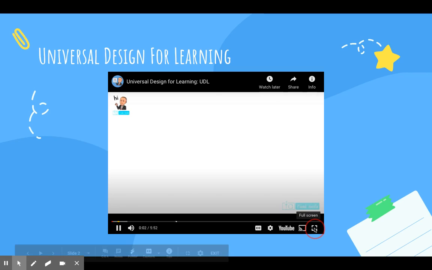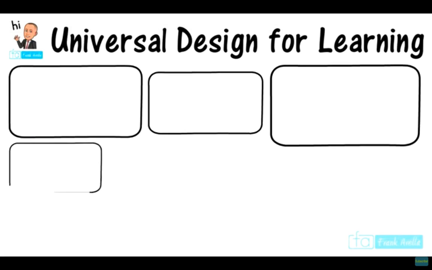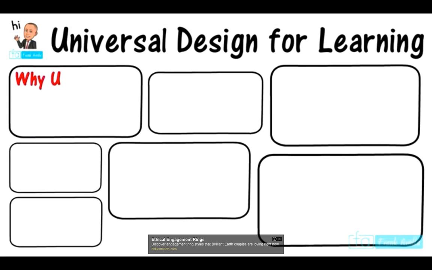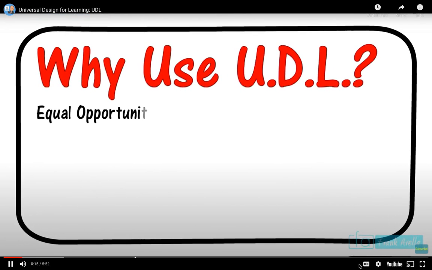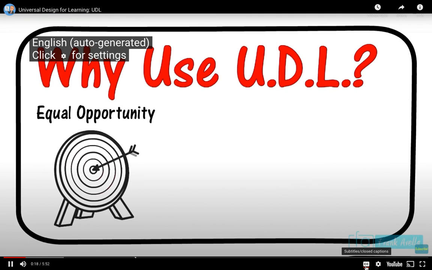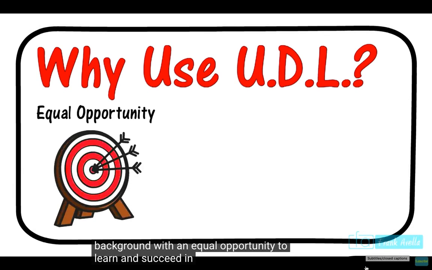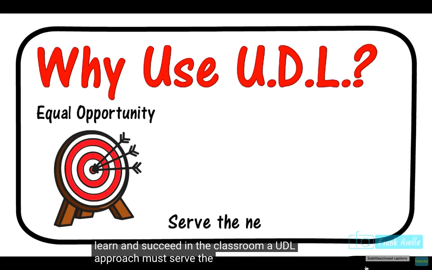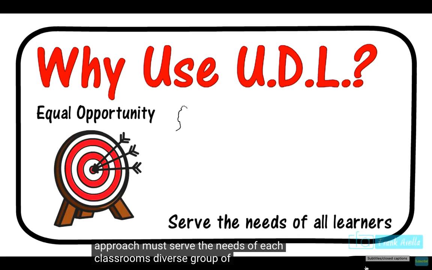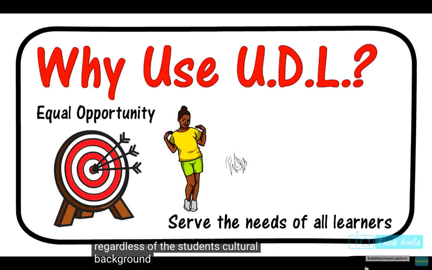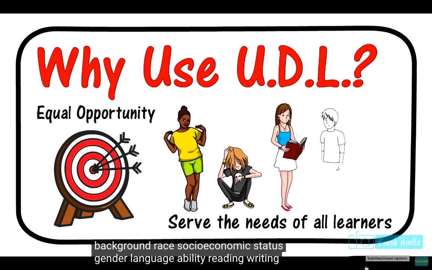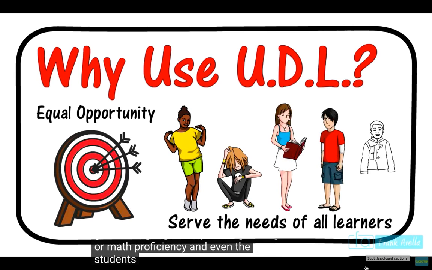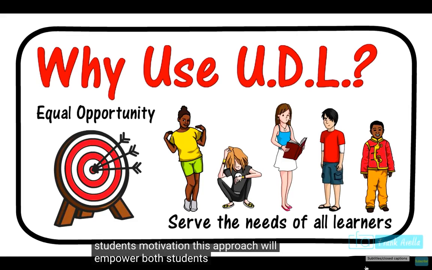Hello and welcome to Teachings in Education. In this video, you will learn everything you ever wanted to know about Universal Design for Learning. Let's begin with the question of why should educators use a Universal Design for Learning? The purpose of UDL is to provide all students, regardless of their background, with an equal opportunity to learn and succeed in the classroom. A UDL approach must serve the needs of each classroom's diverse group of learners, regardless of the student's cultural background, race, socioeconomic status, gender, language ability, reading, writing, or math proficiency, and even the student's motivation. This approach will empower both students and educators.